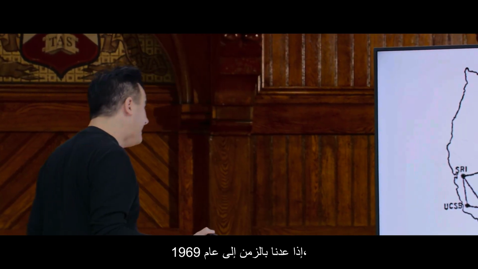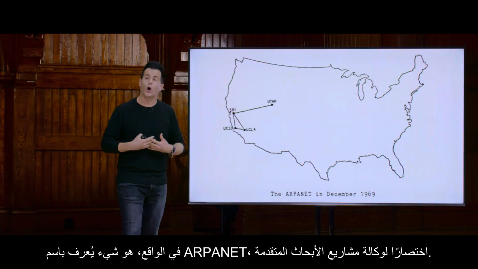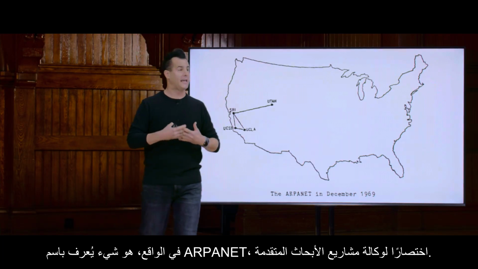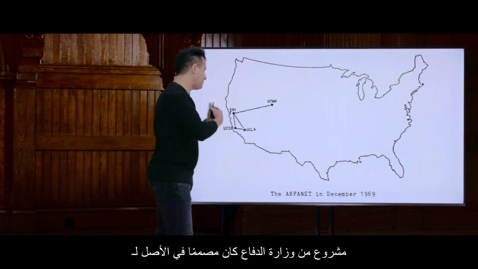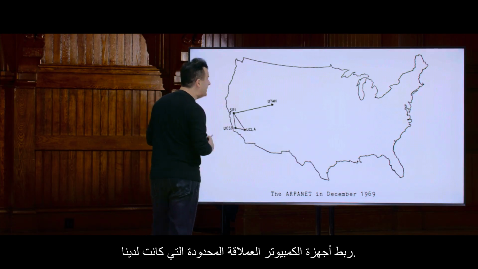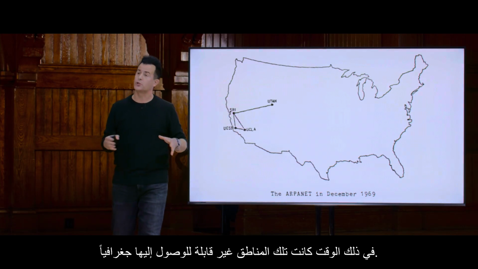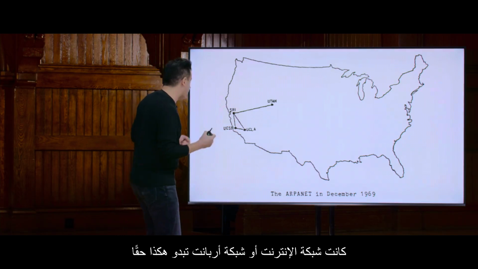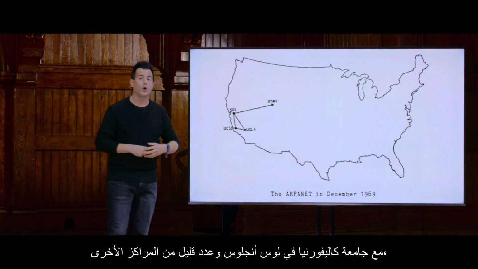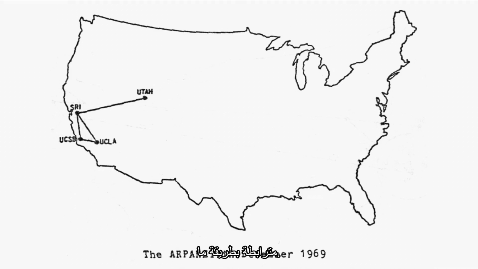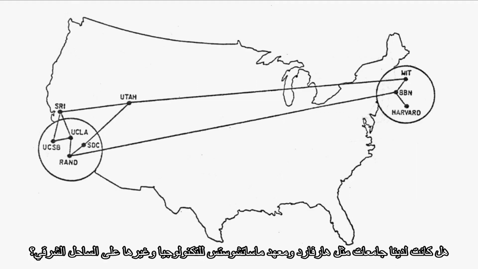Well, if we rewind to 1969, the internet, in its original form, was really something known as ARPANET, for the Advanced Research Projects Agency, a project from the Department of Defense that was really designed to interconnect what limited supercomputers we had back then that were otherwise geographically inaccessible to so many researchers and others. ARPANET really just looked like this, with UCLA and just a few other nodes, so to speak, interconnected somehow. Just a year or so later, we had Harvard and MIT and others on the East Coast.